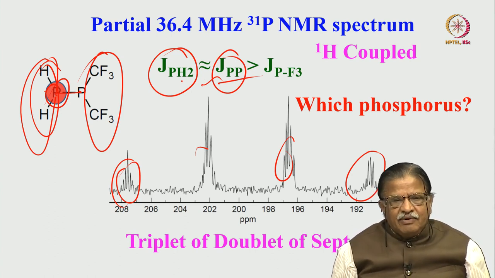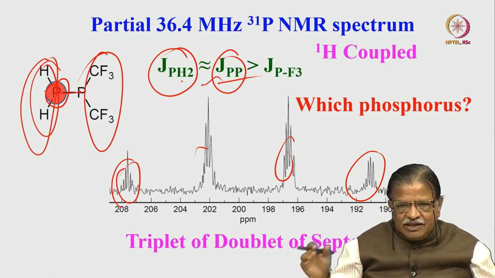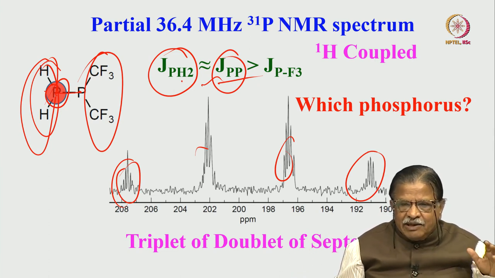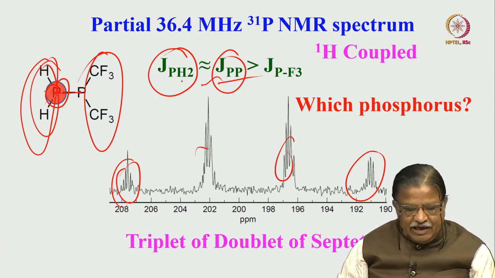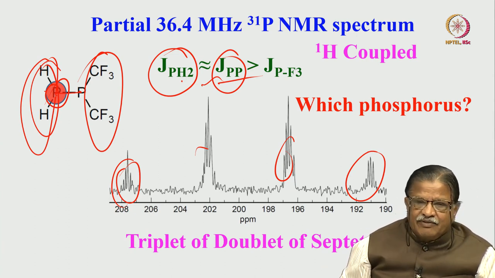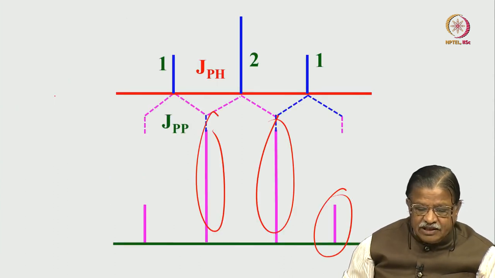In the phosphorus spectrum, if you take, there will be two groups, two chemical shifts, one for each phosphorus. And the multiplicity pattern is very much different. For one of them, it is going to be a doublet of triplet of septets, the other is a different pattern we saw. So, this is how it is.